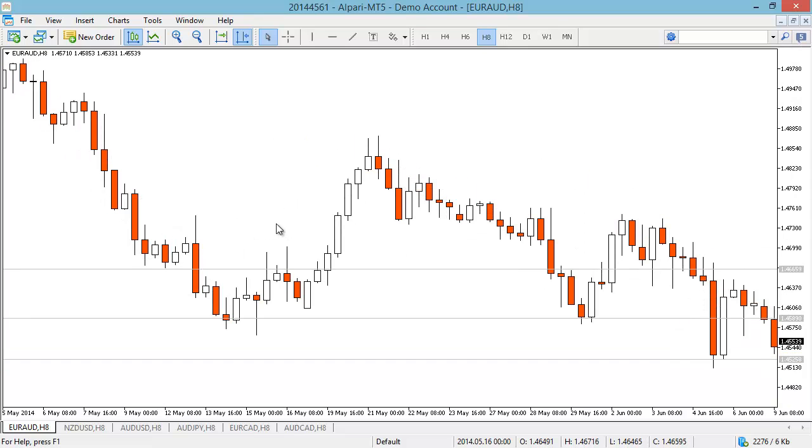So this is the second step. The second step is confirming that an area is in fact a support resistance area.